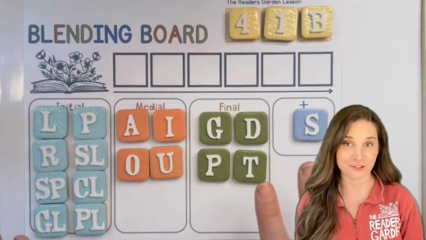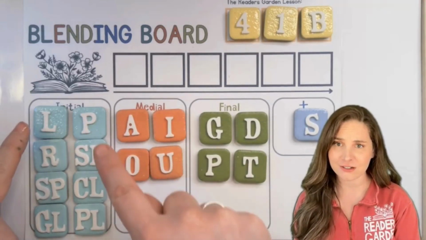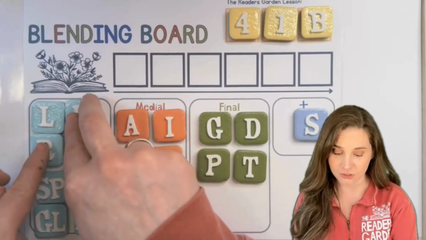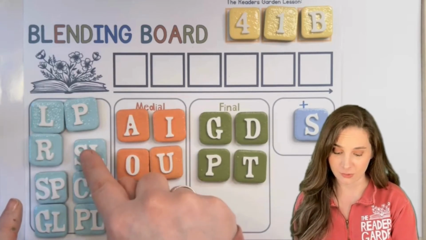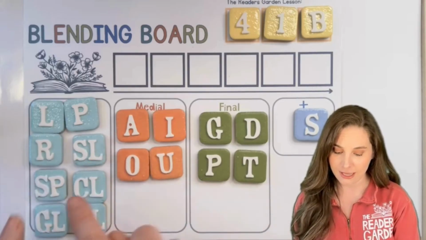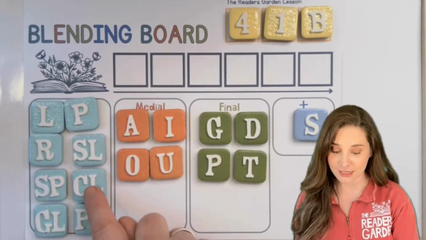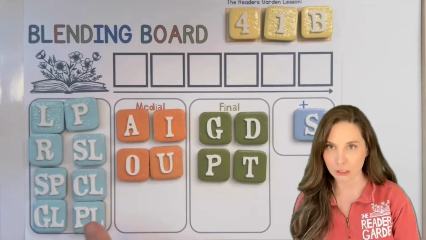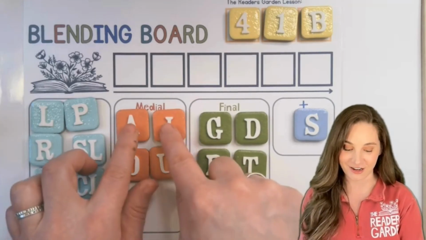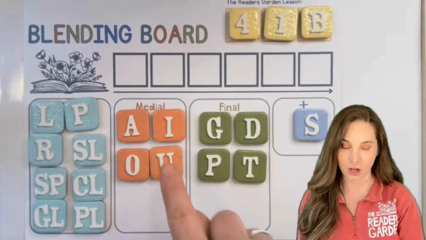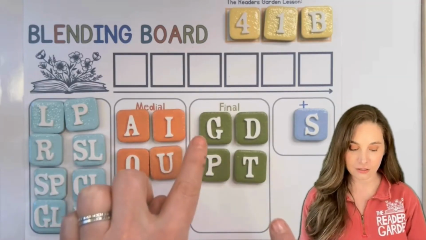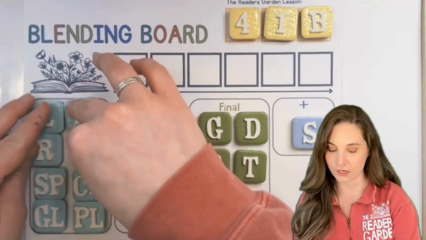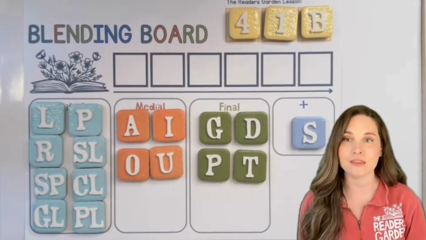We've got a lot of letters on our board. In our initial section, we have L, P, and R as our individual letters, but then look at all these blends. We have SL, SP, CL, GL, and PL. Then in our medial area, we have A, E, A, and in our final, G, D, P, T. And we have an S for an additional option to make things multiple.